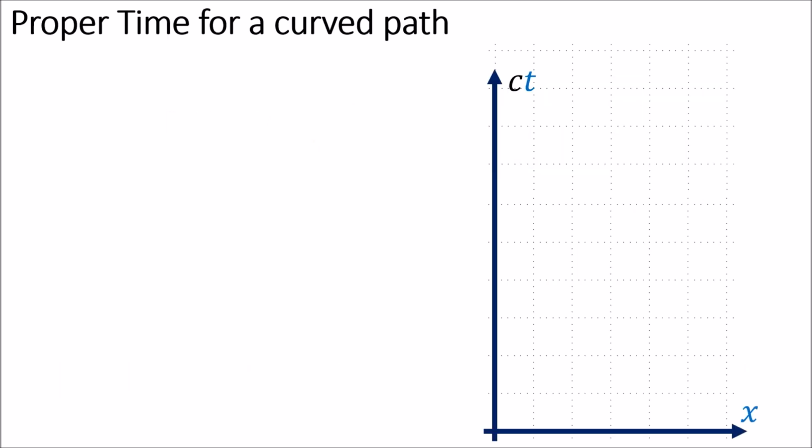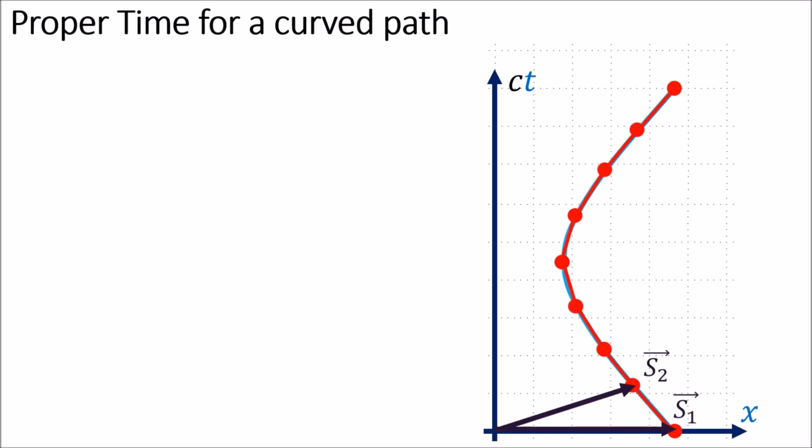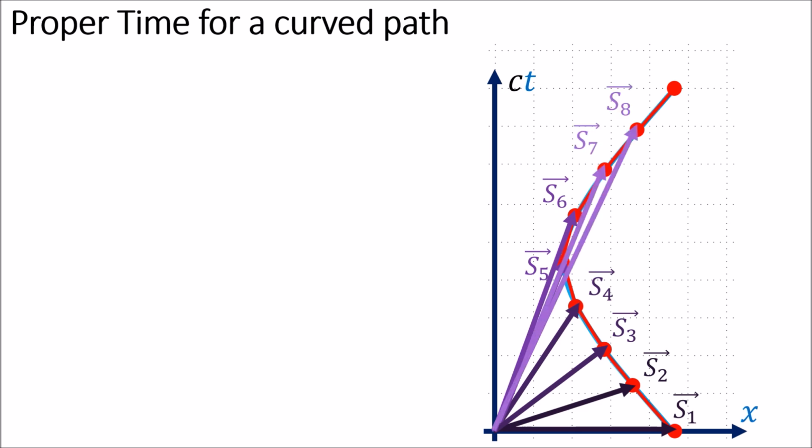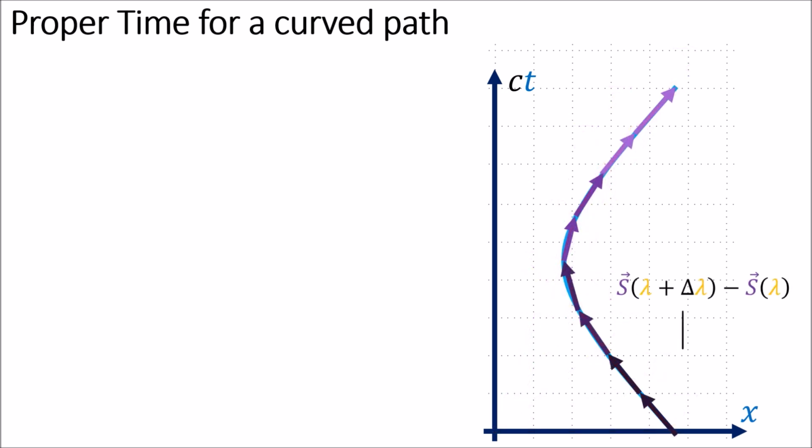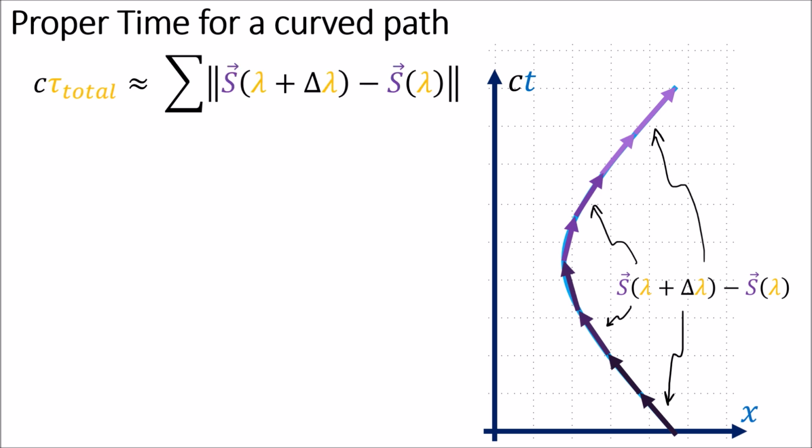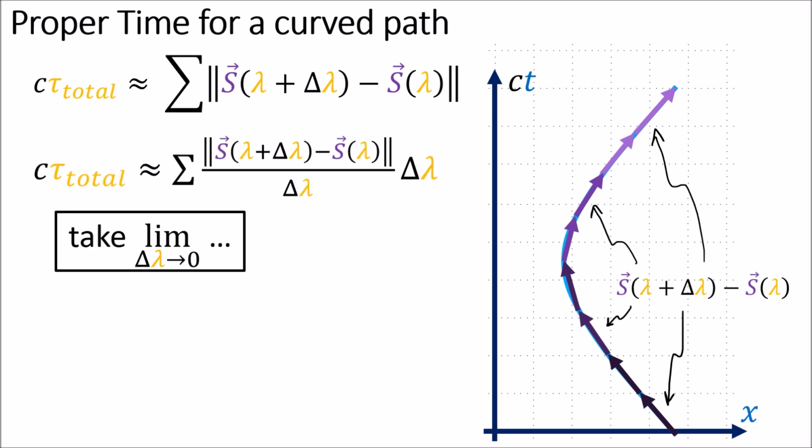It turns out that, in space-time, we can also calculate the total proper time along a curved world line by approximating the curve as a series of straight world lines. We take space-time position vectors for all the world line endpoints, subtract them in pairs to get the difference vectors, and then sum up the Minkowski lengths of all the world line segments to approximate the total proper time on the world line. To get the exact proper time value, we take the limit as the spacing of the endpoints goes to 0. We get an integral of the Minkowski length of the tangent vector ds by d lambda times d lambda.